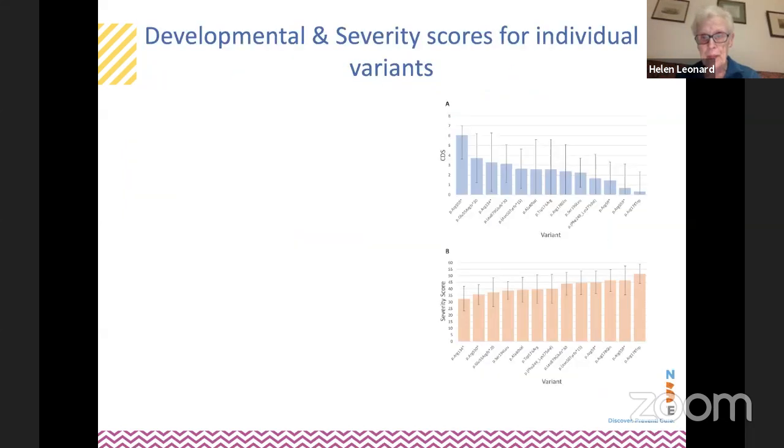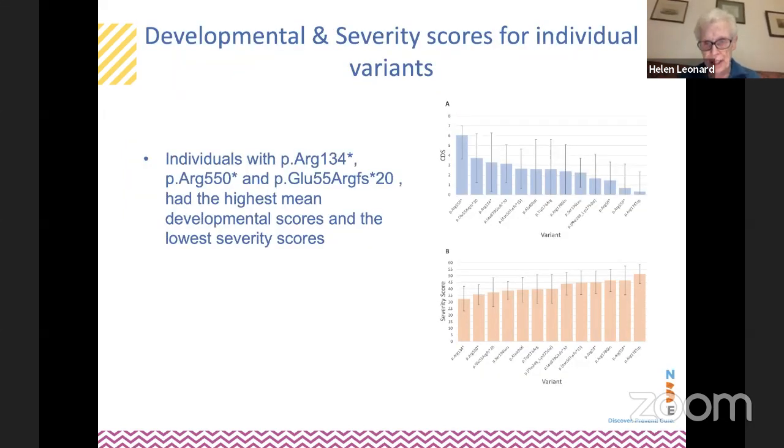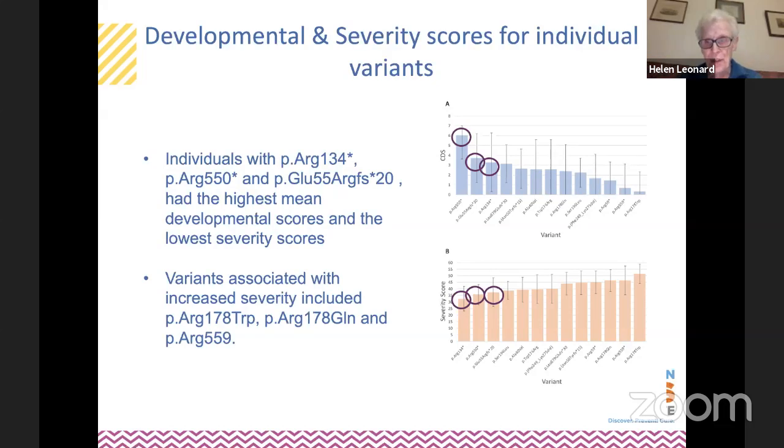that all these children are doing well functionally, their epilepsy perhaps is a problem. So now we're looking at individual variants. And what you can see here, you may not be able to read the writing, but the individuals with R134, 550, and P-GLU 55 ARG variant shift 20 are the ones that have got the highest development scores. So they're the children who are doing the best, and they also have the lowest severity scores. If you look here, you find that the variants associated with increased severity include these other ones, and you can see here that they are the most severe.